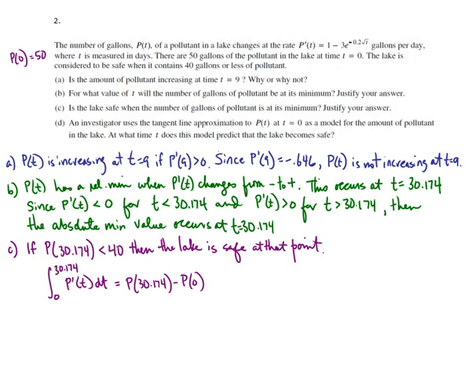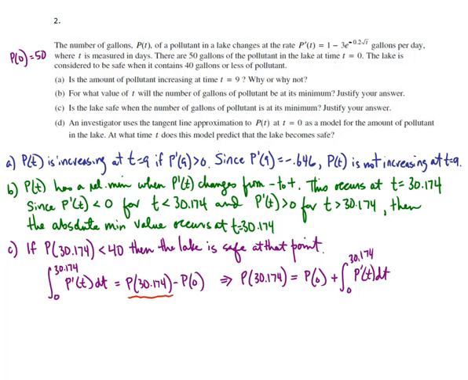So the only thing we're trying to solve for here is P(30.174), and we can do that by rewriting this expression this way. P(30.174) is equal to P(0) plus the integral from 0 to 30.174 of P'(t) dt. Now that makes sense.